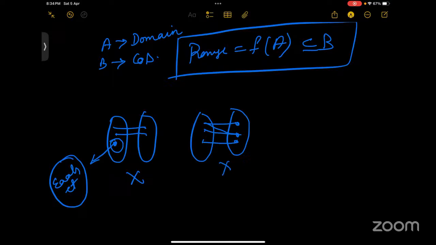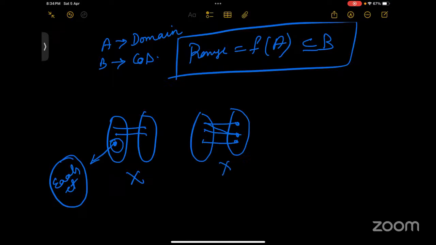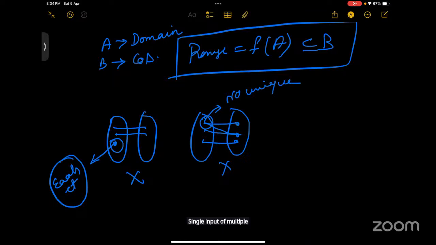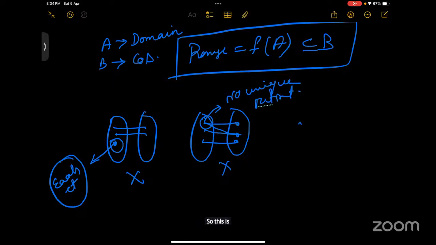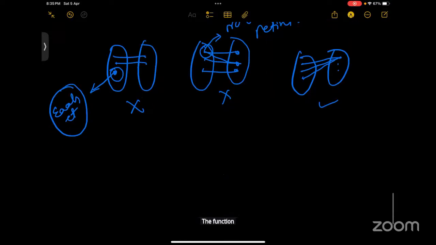And this one is not a function. Why? Because it is not a unique output. A single input gives us multiple outputs. So this is not a function. What about this? It is a function. It's a function, right?